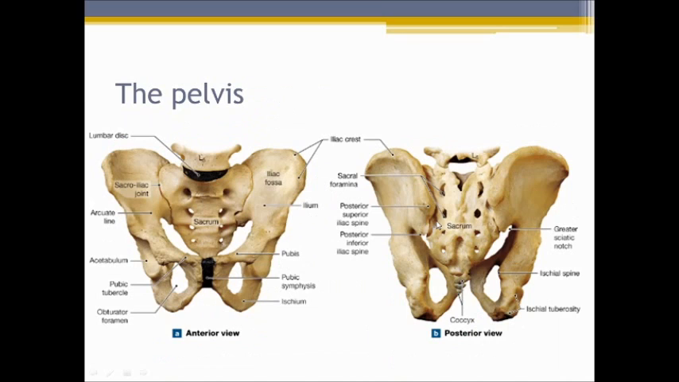The pelvis itself is both hip bones, both os coxae, coming together with the sacrum. In between the pubis of either side is the pubic symphysis. It's a fibrous cartilaginous joint. Sometimes this can separate during pregnancy and cause a lot of pain.